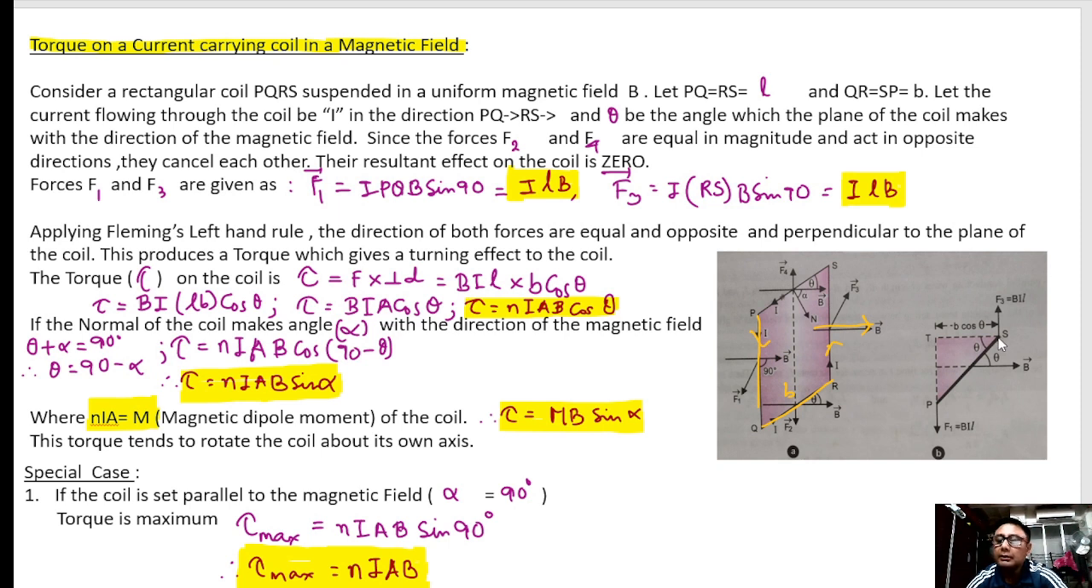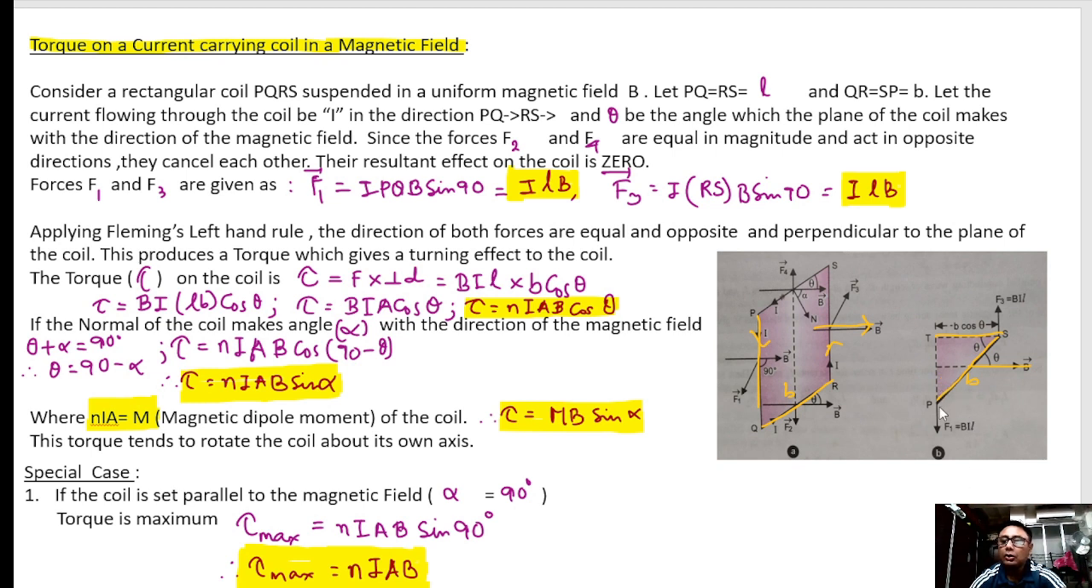This is the breadth of the coil. Okay, B. So this is B cos theta. This is the magnetic field which is making angle theta with the coil. If this is theta, this is theta, this is B cos theta. Clear?